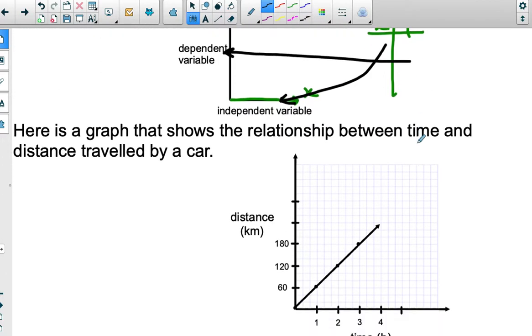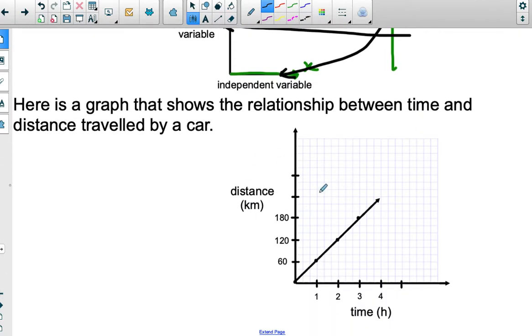So here is the graph from the t-table that we just looked at. Time is our independent variable. Distance is our dependent variable. Distance depends on time. And if you recall, after 0 hours, we had gone 0 kilometers. 1 hour, we've gone 60 kilometers. 2 hours, 120, 3, 180. So that's taking the information from the t-table and putting it into graph form.